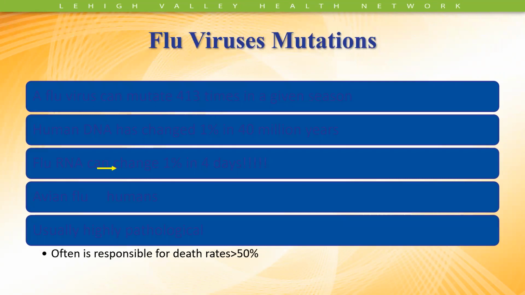Now, the one problem is that when you look at flu virus mutations, a flu virus can mutate 413 times in a given season. Human DNA has only changed 1% in 40 million years, and a flu RNA can change 1% in 4 days. So avian flu, when it gets to humans, can be highly pathogenic and can be responsible for 50% deaths.